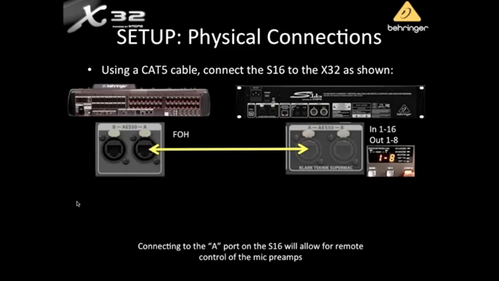So let's start by taking a look at a few diagrams here. This is the most basic setup. This is just a single S16 in use with the X32. And as you can see, it's just a single cable coming from the A port on the S16 going to one of the AES50 ports on the front of house console. Typically we always say it would go A to A. You could go to the B port on the X32 if you wanted to, but it is important to be on the A port of the S16 because that's what's going to allow the head amps to be controlled by the console.